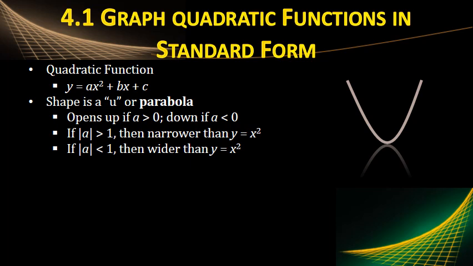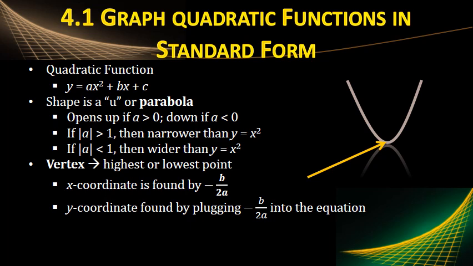If the absolute value of a is greater than 1, so it's more than 1 or less than -1, then it's narrower. If the absolute value of a is less than 1, so it's like a half or a negative half, then it'll be wider.